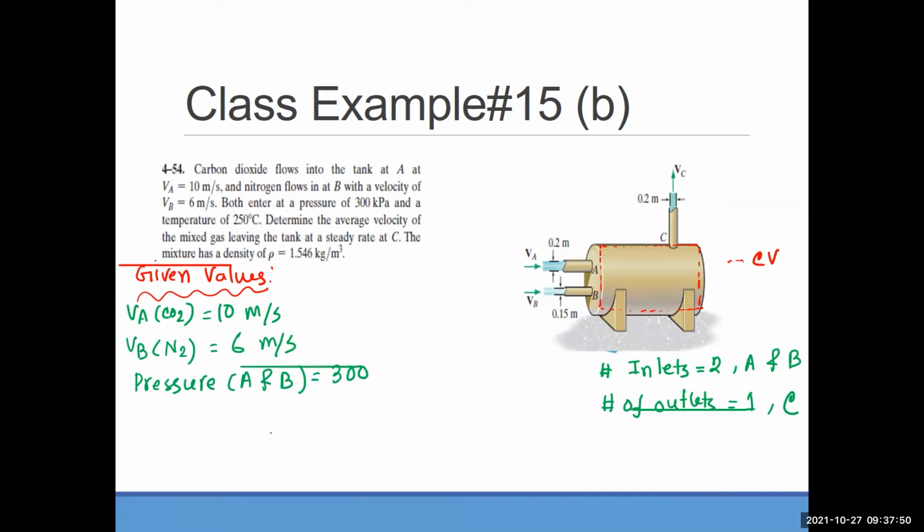Is 300 kilopascal. Now, they didn't say anything, whether it's absolute or gauge. Since they didn't mention anything, we will consider that as gauge pressure, okay? Because if it was absolute, they would mention that this was the absolute pressure. So I will make a note here that this is the gauge pressure, okay?